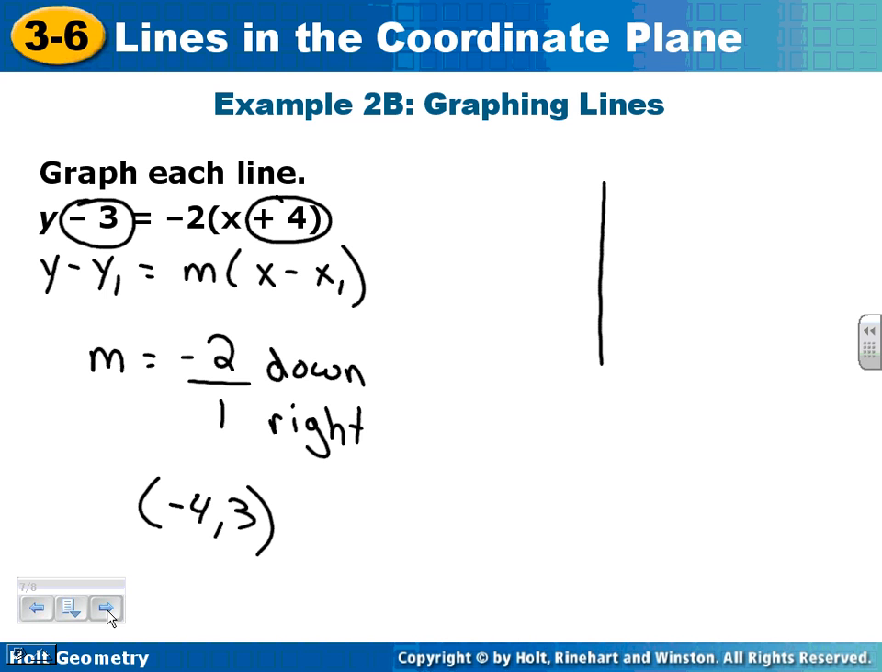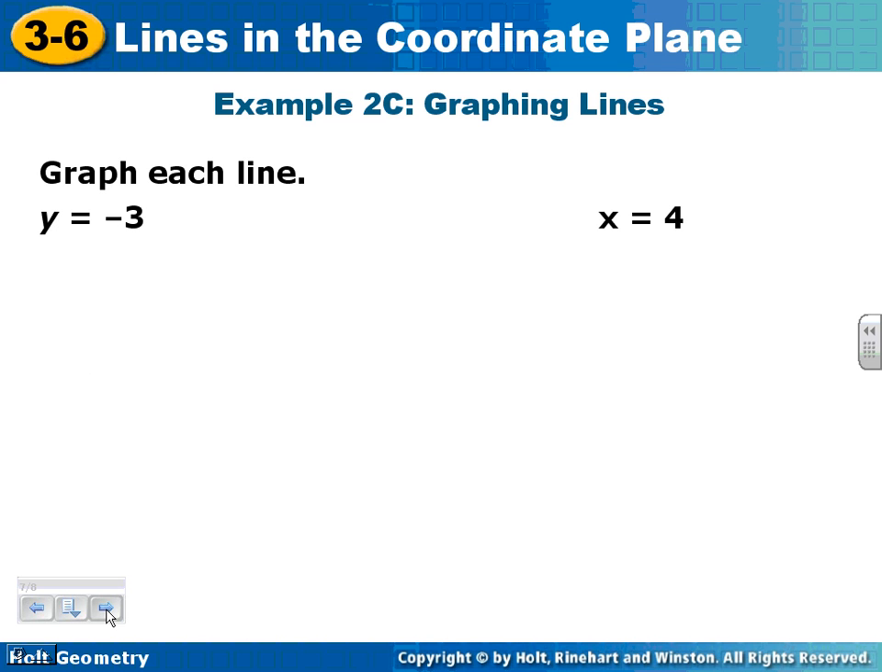So all I do now is go over and plot the point first. Negative 4, 3. So 1, 2, 3, 4. 1, 2, 3. That first point would be there. Then from that point, I follow my slope. Down 2 and right 1. So down 2, right 1 would put me right there. And there's my line. So a little bit different. I just don't have a y-intercept to plot. I just have an ordered pair.